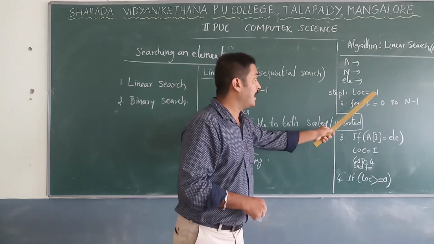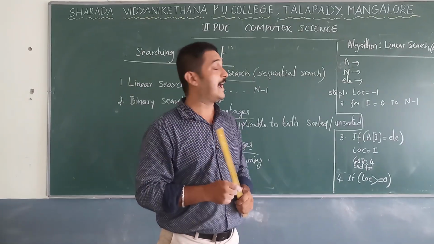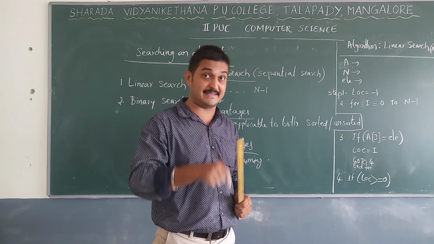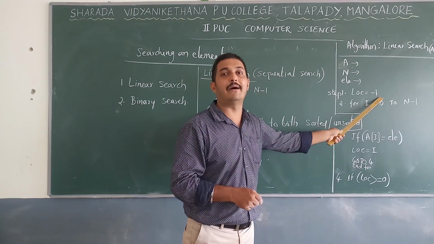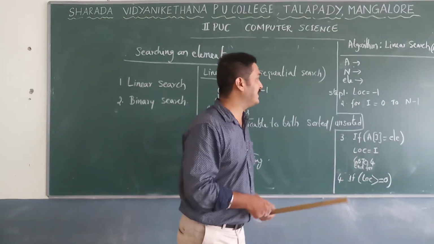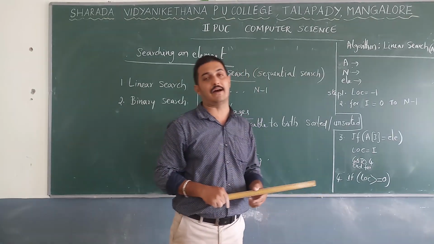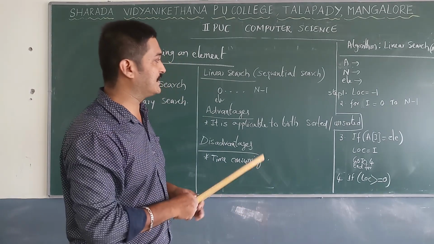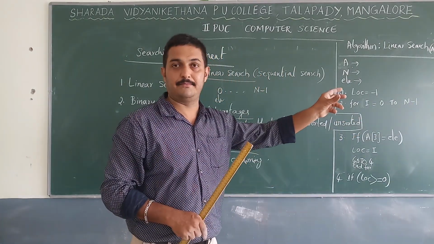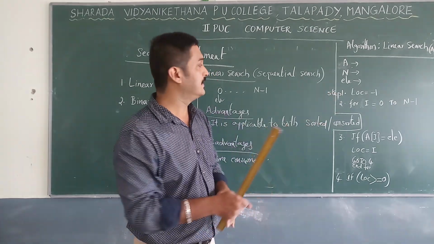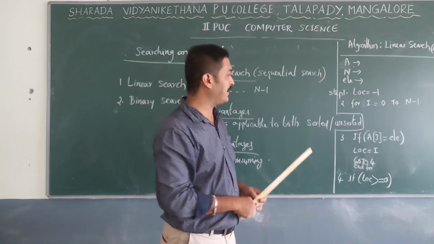The purpose is, whenever we initialize any variable, we start with 0, and the 0th location in an array exists. So to avoid that, we are using location equal to -1. Second step is for I equal to 0 to n minus 1. You are starting from 0 to n minus 1. That means traversal, we are going to visit all the elements. That's why we are using index values 0 to n minus 1.